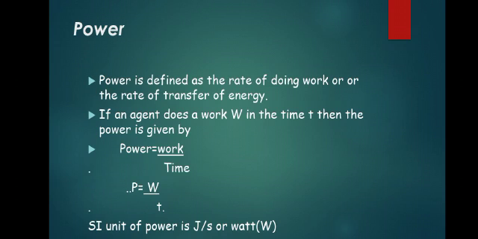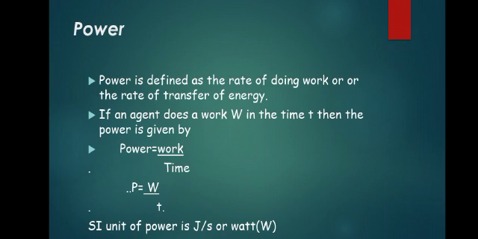So if an agent is doing a work W in time T, then power is equal to work divided by time. We can represent power by the capital letter P, work by capital W and time by small letter t. So we will have the equation P is equal to W by t.